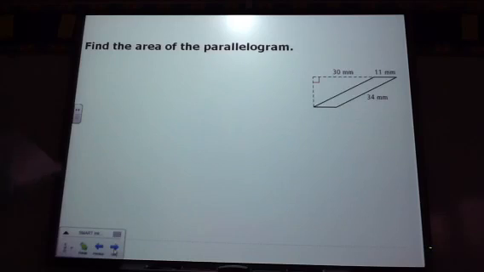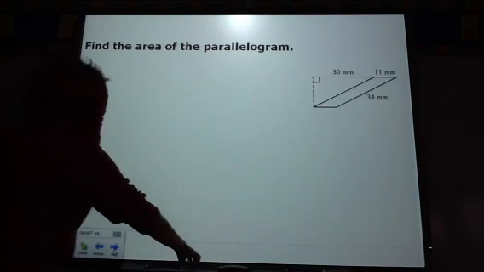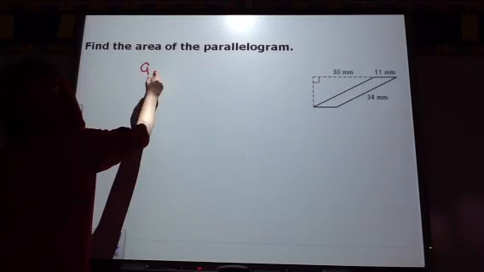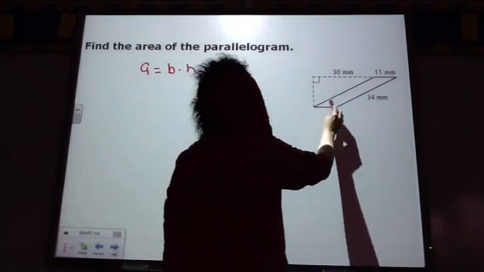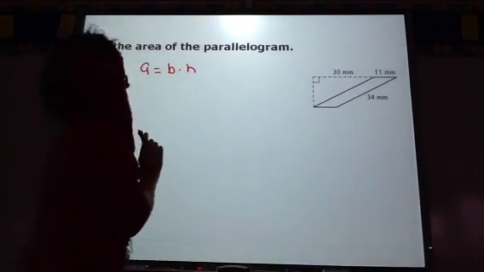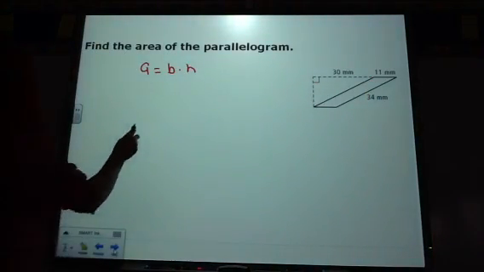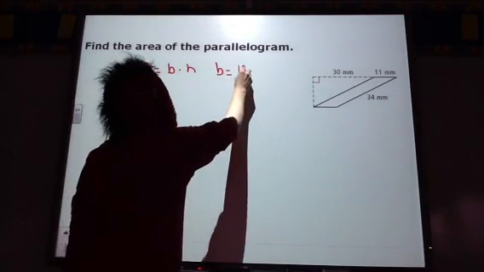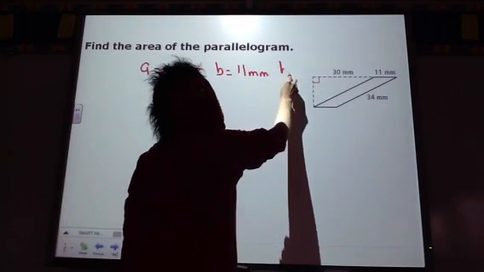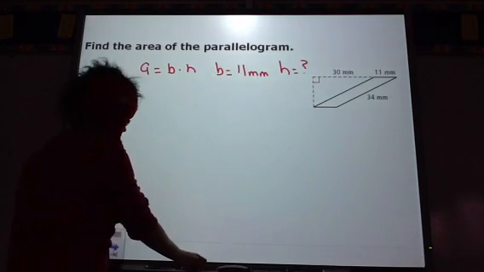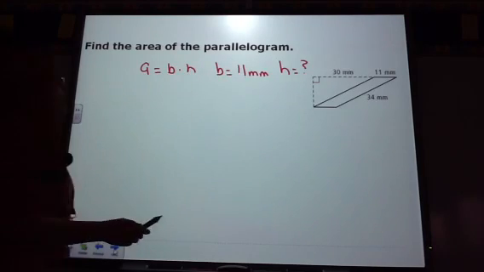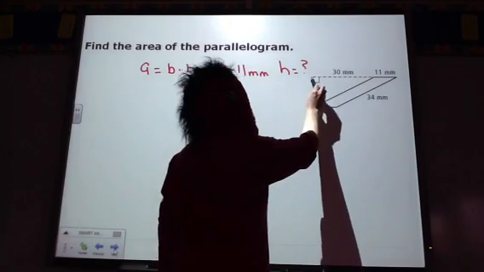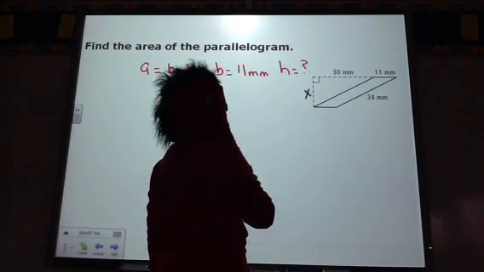So let's find the area of this first parallelogram. You always want to start with your formula, class. So area is base times height. Alright, well here's the parallelogram. And we have a base that is given. Our base is 11 millimeters, but do we know what the height is? We do not. Alright, so the height is perpendicular to the base. So we're trying to find this measurement right here.